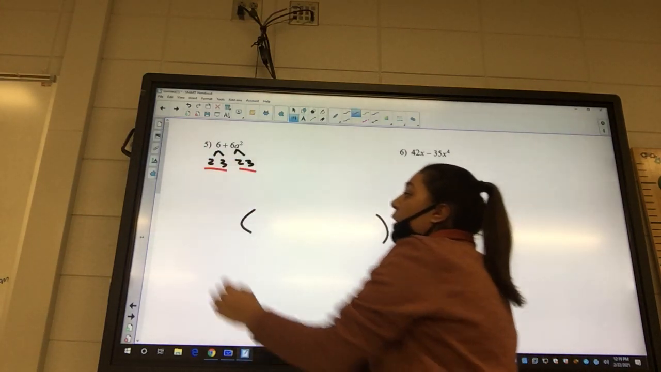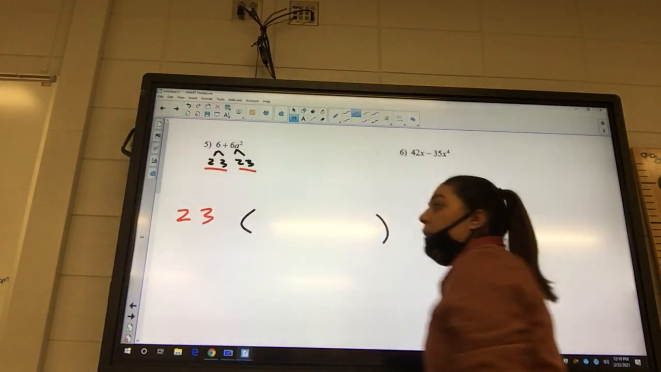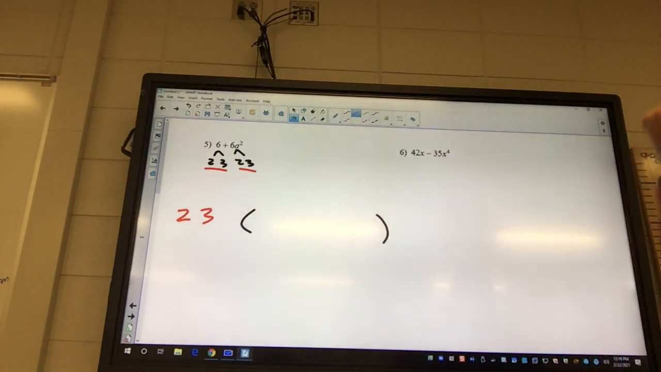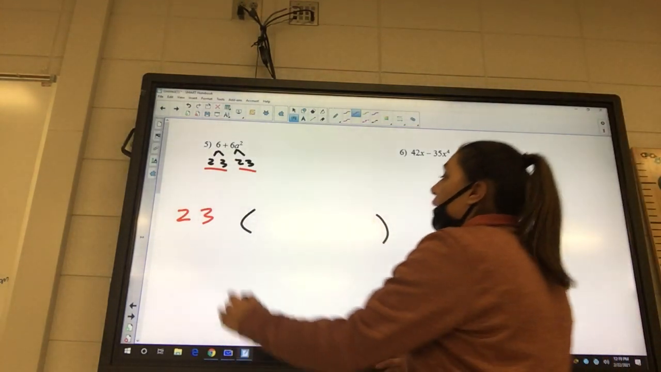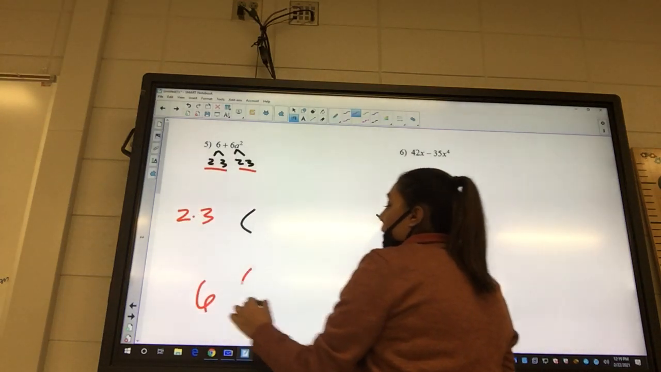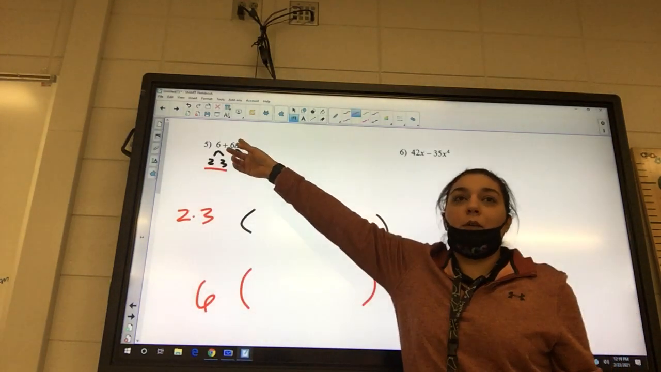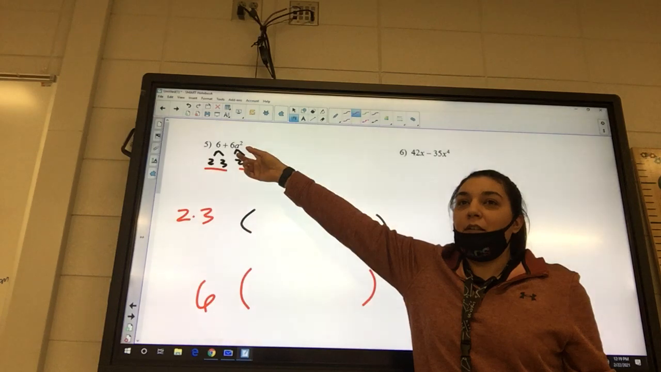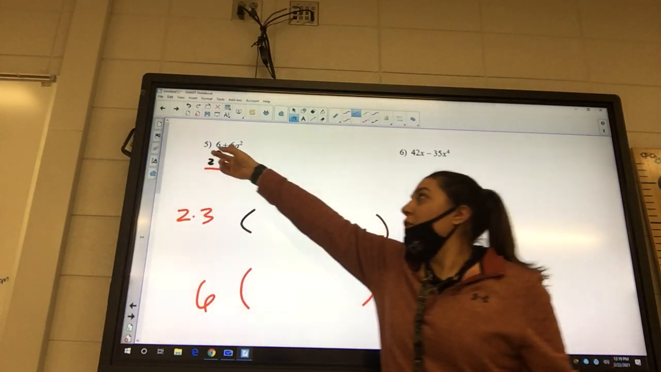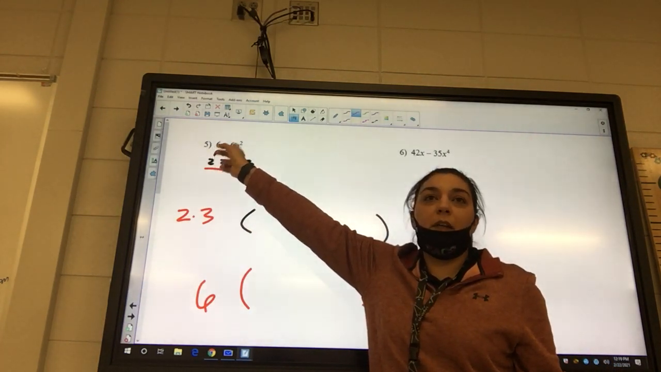That means a 2 and a 3 are going to go out here on the outside, but it's really multiplied. So what is 2 times 3? 6. Now let me ask you again, what is the biggest number that both of these share? 6. You should have been able to see it right from the beginning.